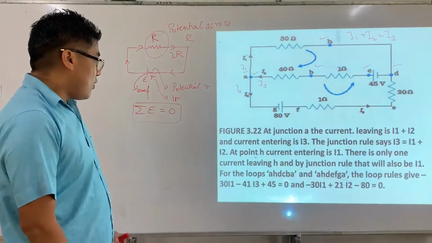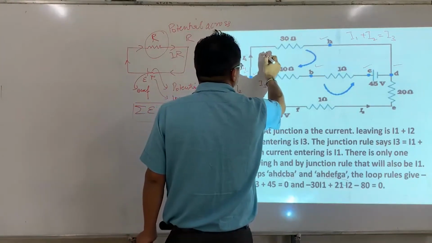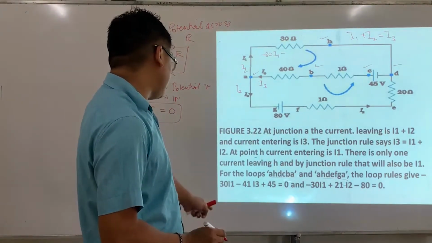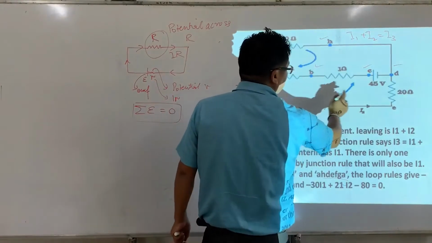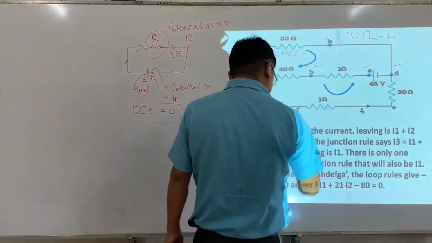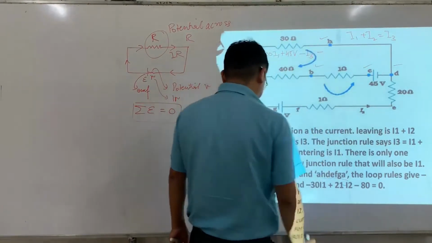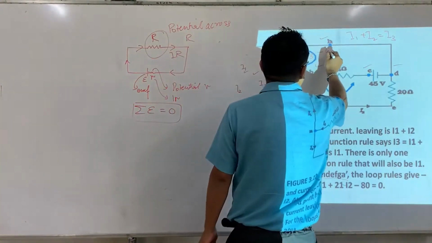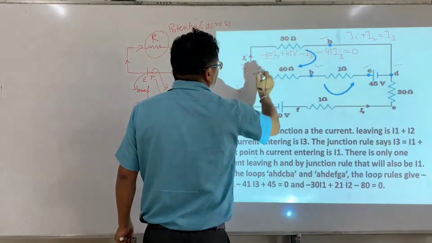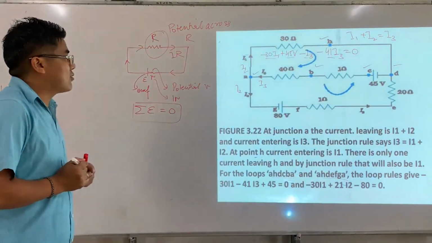and once I take this loop, now look at the current, right? It gives that this is the direction of current and the direction of loops are the same direction. I say minus 30 I1 is written here, minus, and this is the plus, plus 45 V, and then minus, look at here, minus 41 I3. So the total is going to be zero. This is what we have. This is a resistor, this is a voltage, this is the EMF. So the algebraic sum is going to be zero. And this is one case.